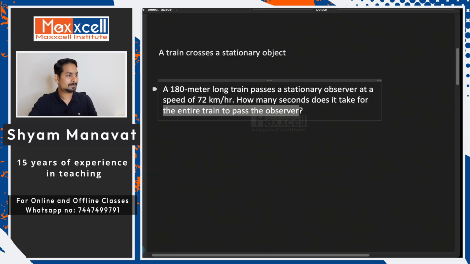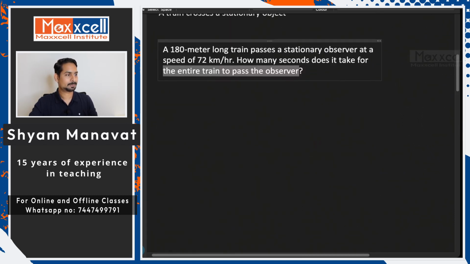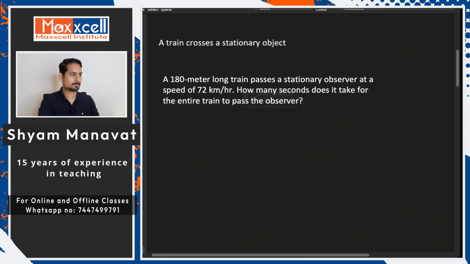I can take the same diagram here. Do you have to make this diagram in exam? No, you don't have to. I'm just drawing this so that I can make you understand that this train is moving in this direction.